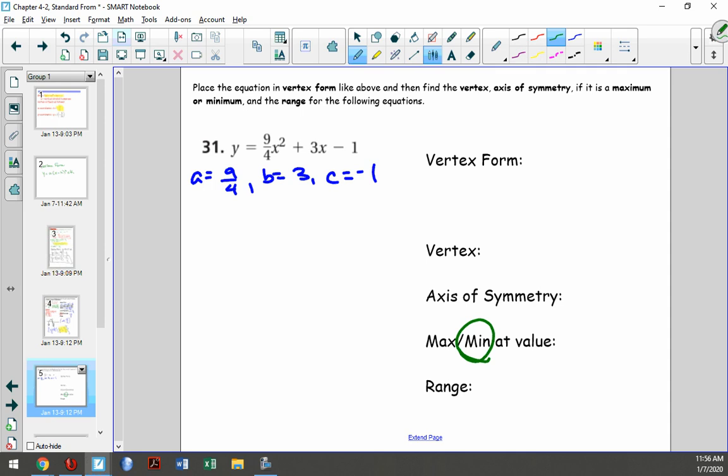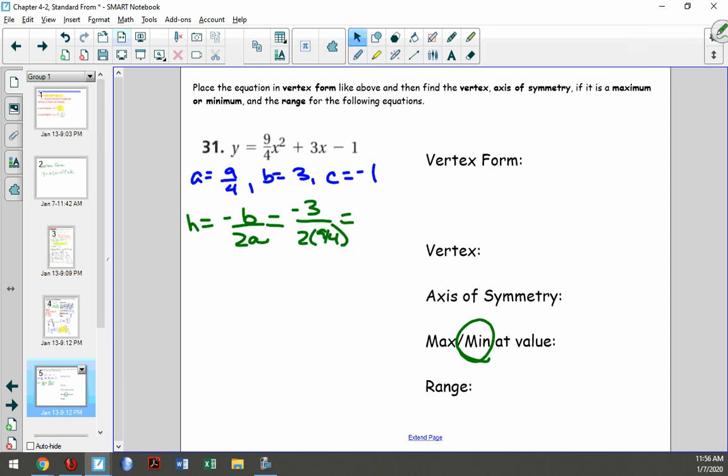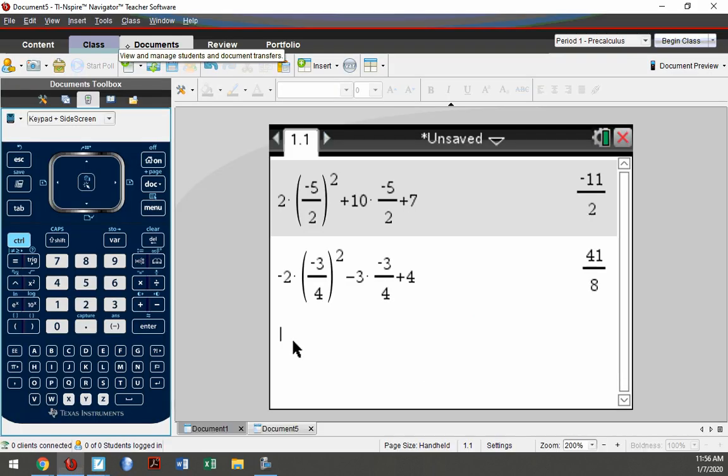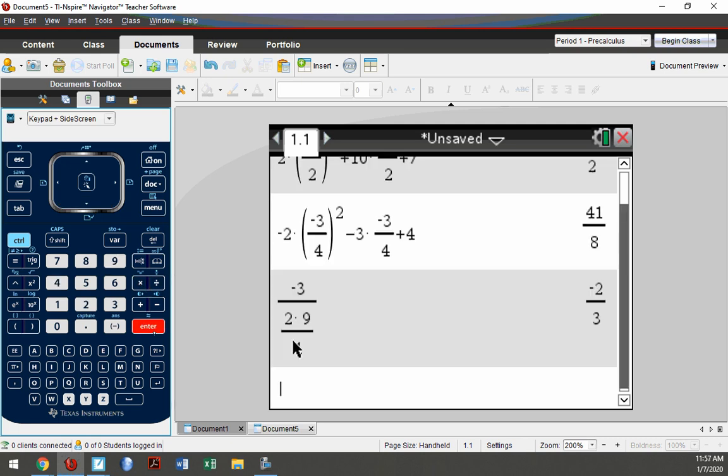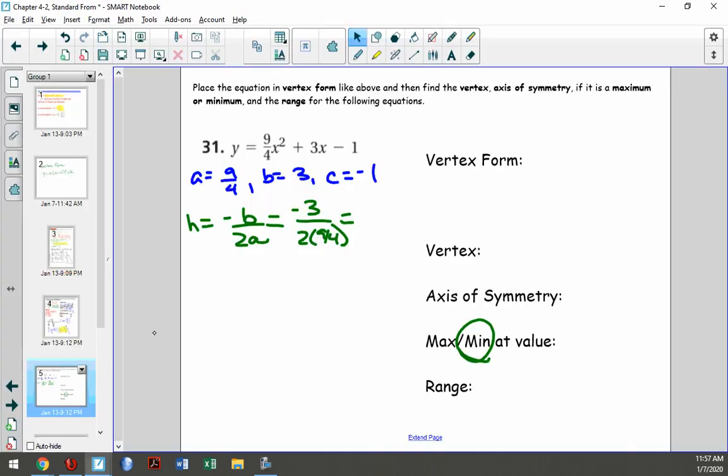It's opening up. Okay? All right, now the next thing I want to do is find my H value. So H is equal to -b over 2a. So that's going to be -3 over 2 times 9 over 4. Work smarter, not harder. So what should I do? I'm going to come right over here, and I'm going to do control division key. Do you see that? Control division key. -3, arrow down, 2 times 9 divided by 4. Hit enter. And what does it give you? Negative 2/3. Do we see that?